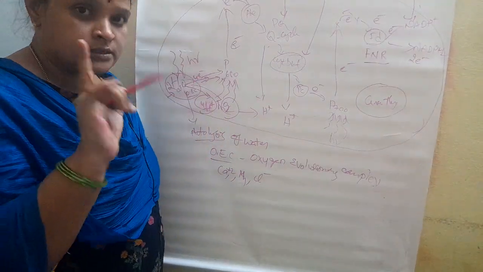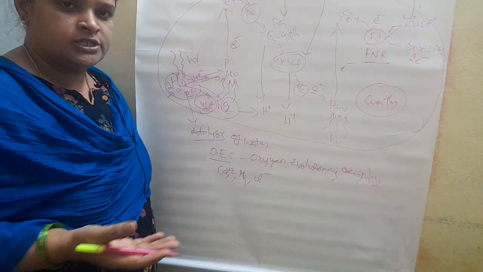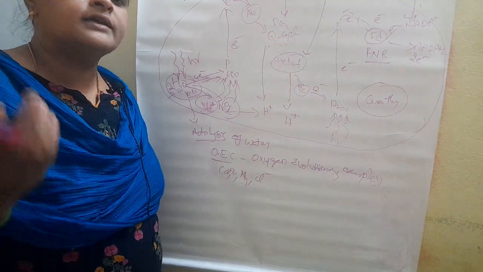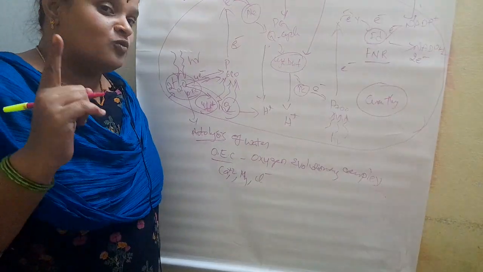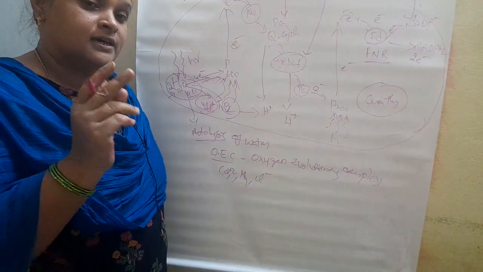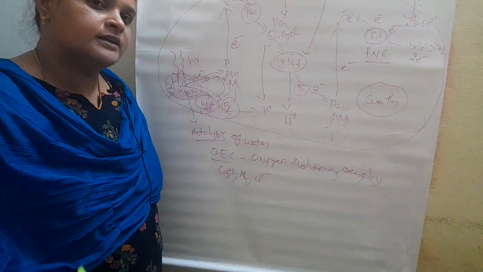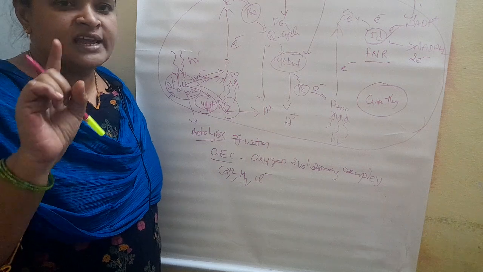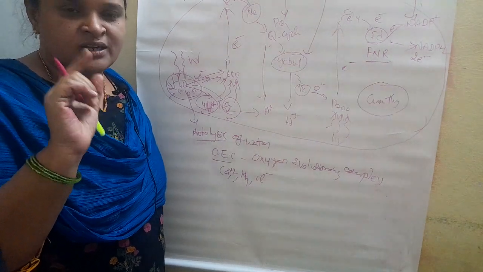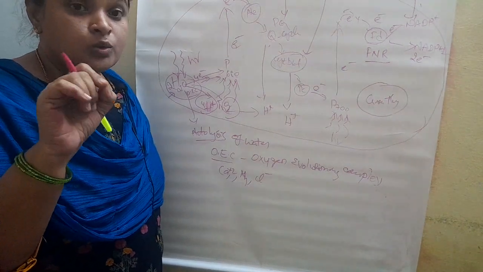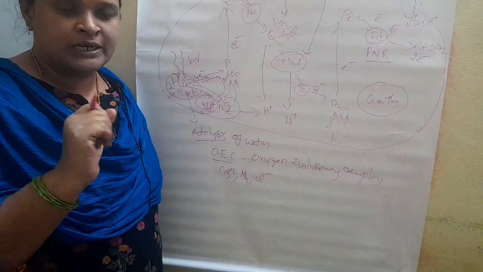4 protons. Remember this. 4 protons. This is a question. I am asking one tricky question: for one water molecule splitting, how many oxygens can be released? 1 nascent oxygen will be released out. It's nothing but O, not O2. Okay, nascent oxygen will be released.